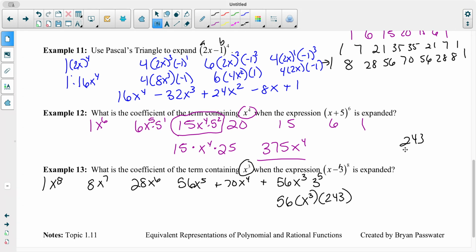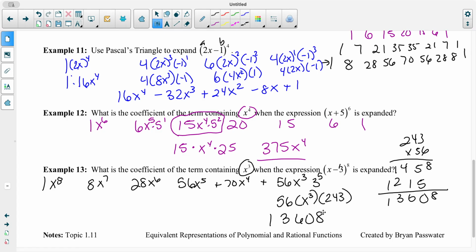So 243 times 56. 18, carry the 1. That's 25, carry the 2, 14. Let's see, 15, carry the 1 is 21, carry the 2, 12. 8, whoo boy, this is big. 10, carry the 1, 6, 3, 1. So literally 1, 3, 6, 0, 8, x to the 3rd. Could you imagine having to multiply that out the whole thing? Much, much easier. Again, just takes a little bit of practice. And that is it for part 2.